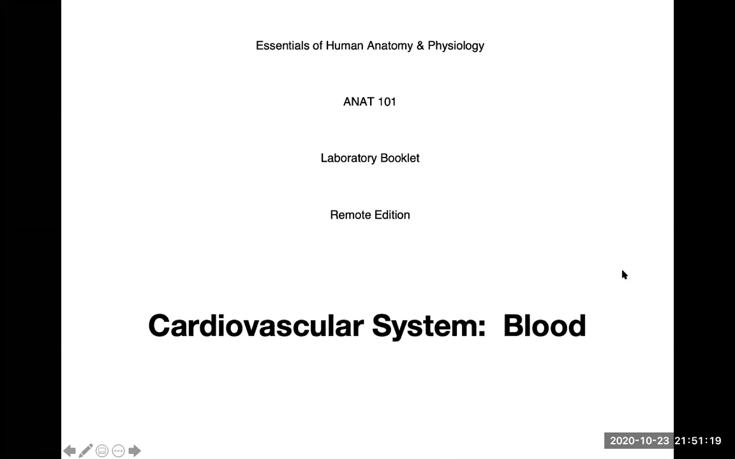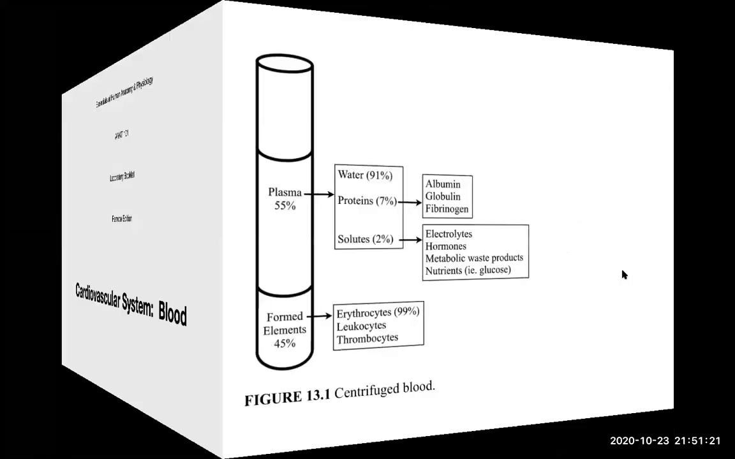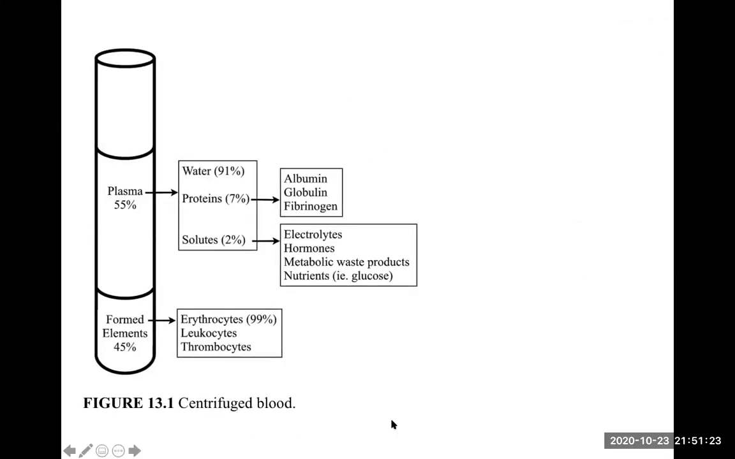This lab will be on the cardiovascular system, the blood. As we talked about in lecture, if we were to centrifuge a sample of your blood down, the plasma would make up about 55%. After we spin down a sample extremely fast, the plasma would rise to the top. The plasma is made up of your water, your proteins, and your solutes, and then the formed elements, which are your red blood cells, leukocytes, and thrombocytes, which make platelets for clotting, will be formed at the bottom.